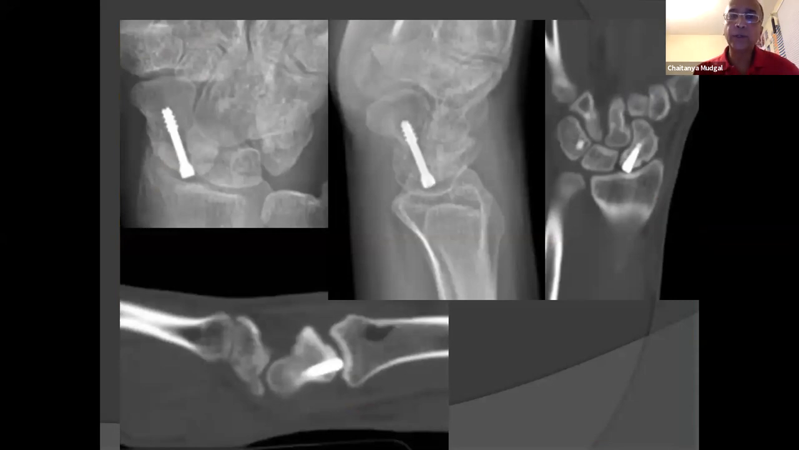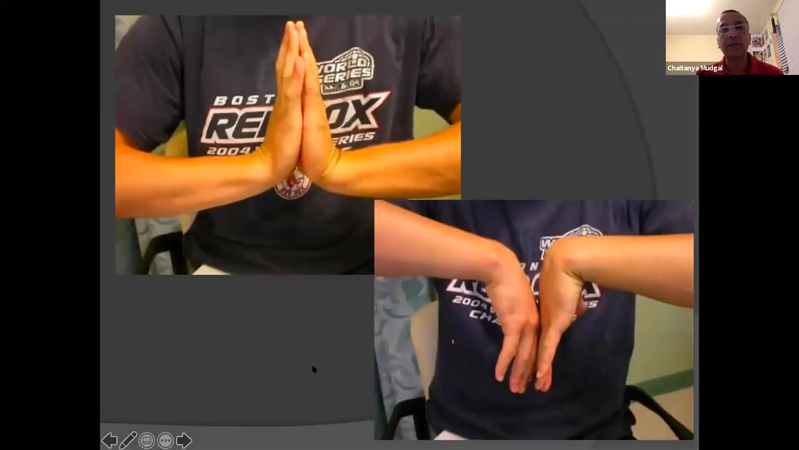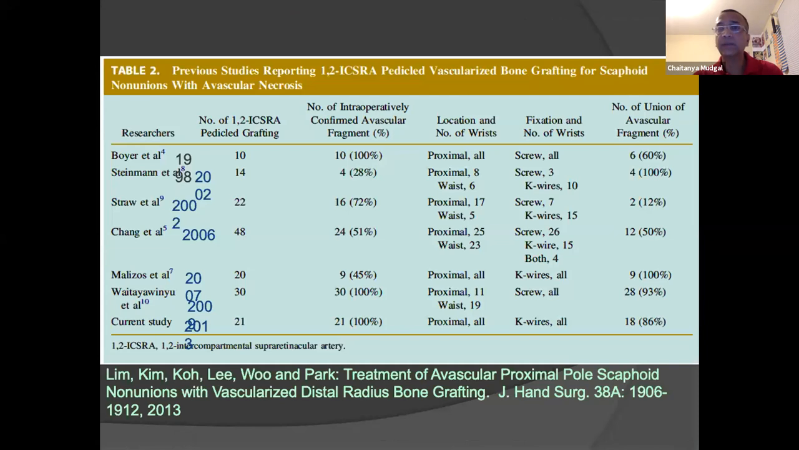Now what you're going to notice is if your graft is going to occupy the dorsal portion, it is very critical that your screw be placed much more volar, especially since your fracture non-union was very vertical. And he went on to have a predictable union. The question you have to ask yourself is, would he have healed without doing a vascularized bone graft? Well, let's see what the data tells us.